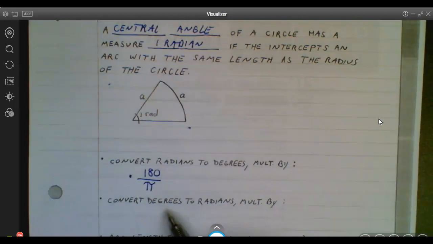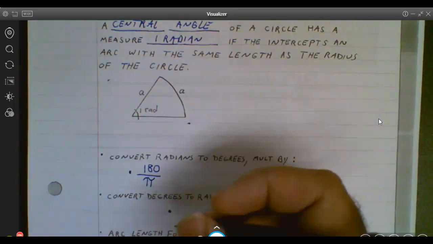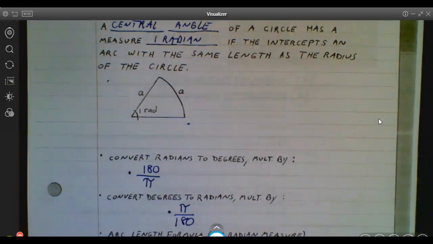Of course, if you wanted to go the other way, and if you were in degrees but you wanted to switch to radians, then we would take our degrees and multiply them by pi over 180. All right, and that would then put you back into radians.